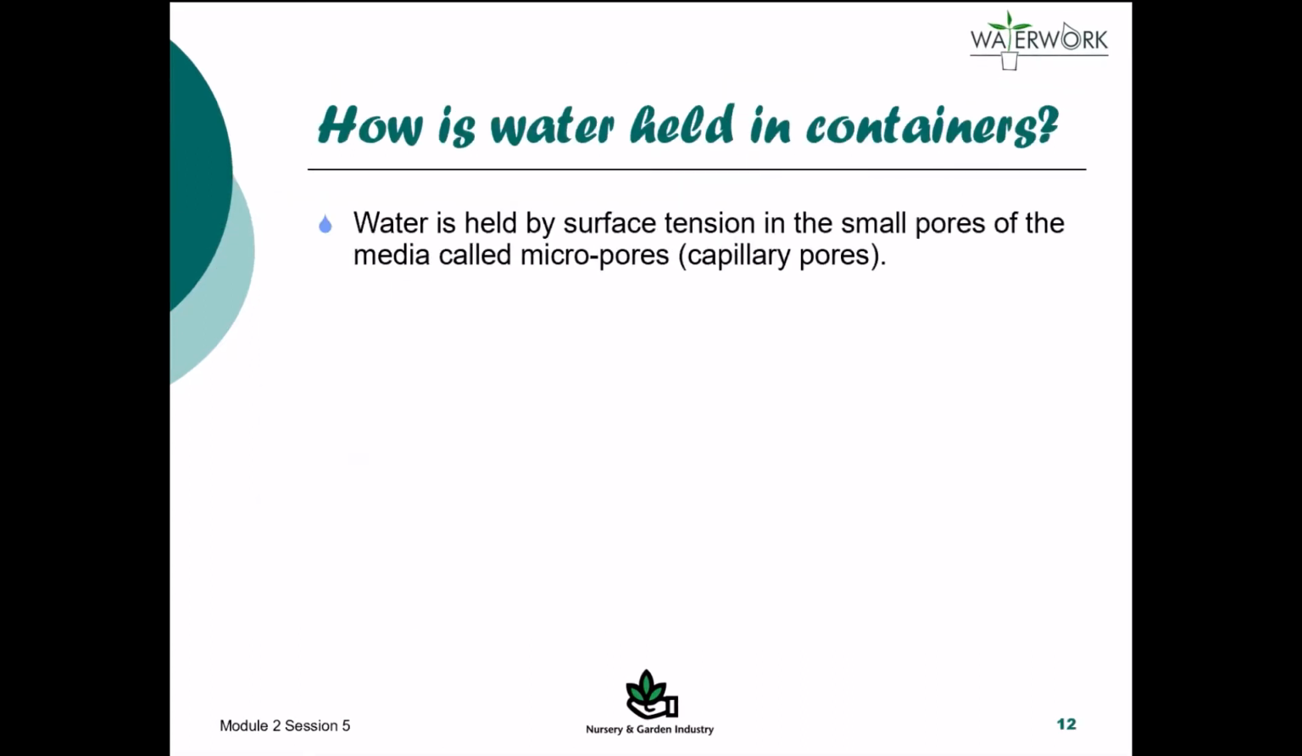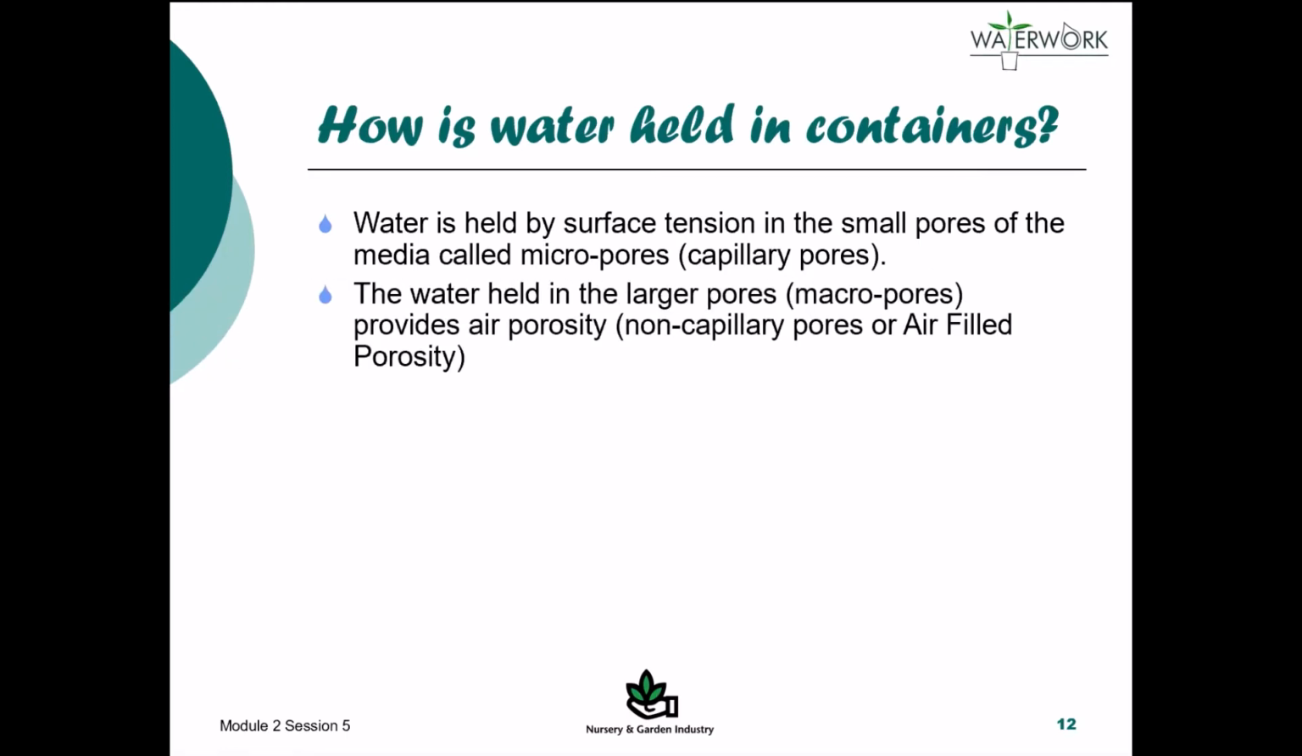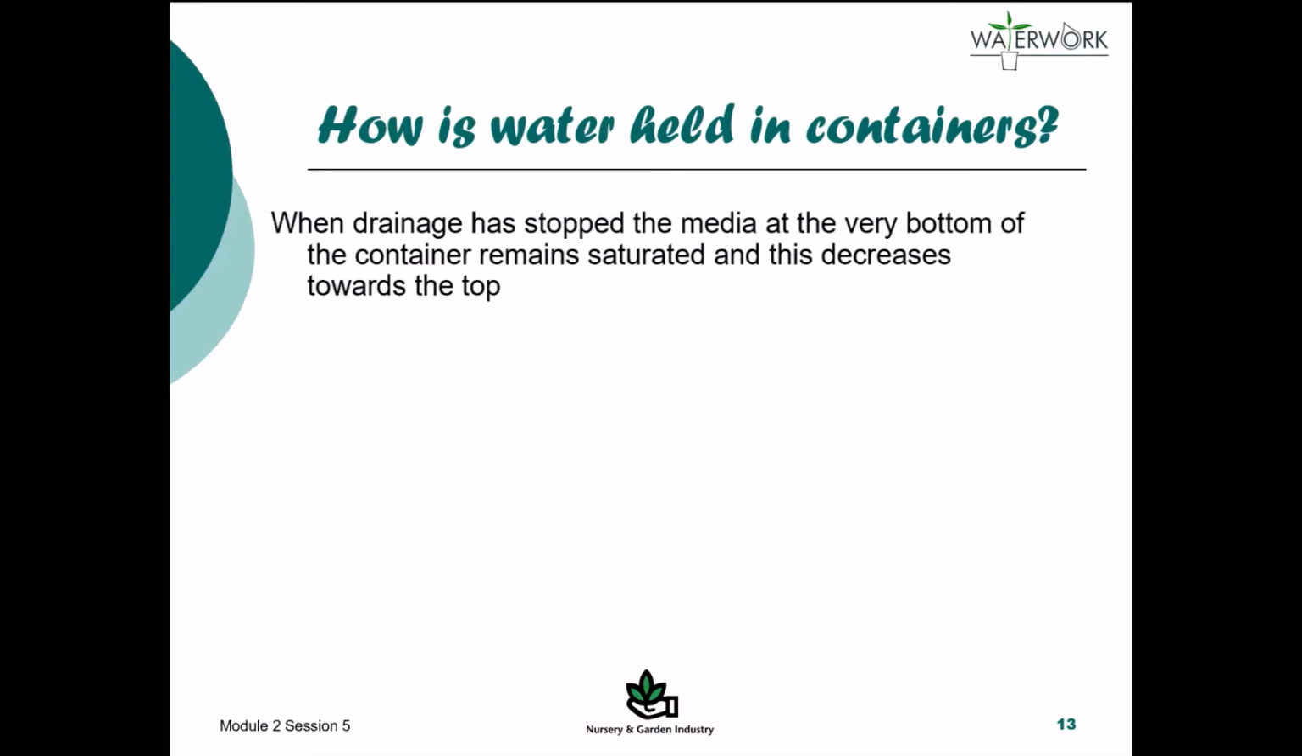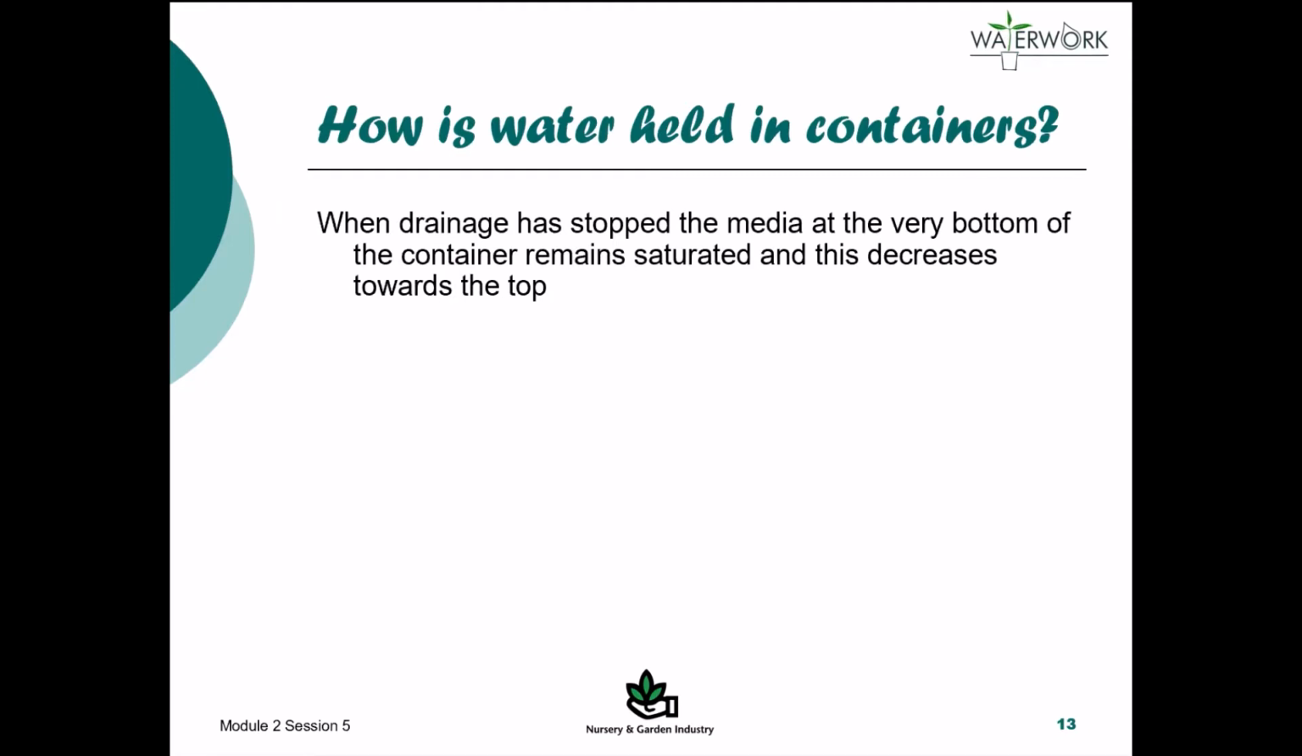Water is held by surface tension in the small pores or micropores of the growing medium. The water held in the larger pores or macropores generally drains out, providing the air porosity of the growing media. The smaller pores are referred to as capillary pores and will move water into the growing media under bottom watering systems. The larger pores, filled with air, are called non-capillary pores and are responsible for the air-filled porosity of the growing medium. In containers, after drainage has stopped, the media at the very bottom of the container remains saturated, with the moisture level gradually decreasing to be the least at the top of the growing media surface.